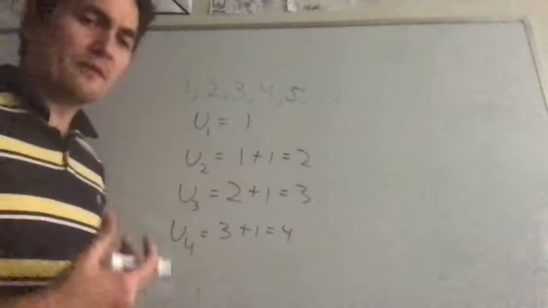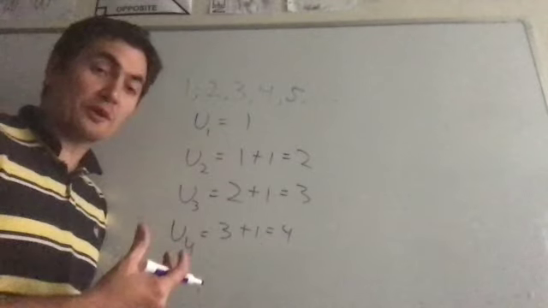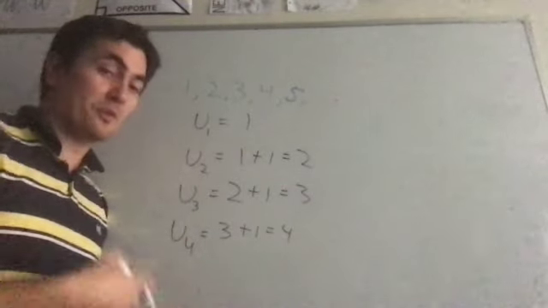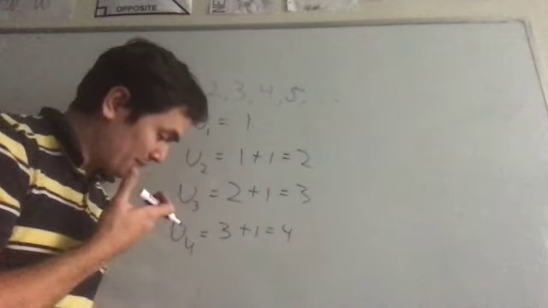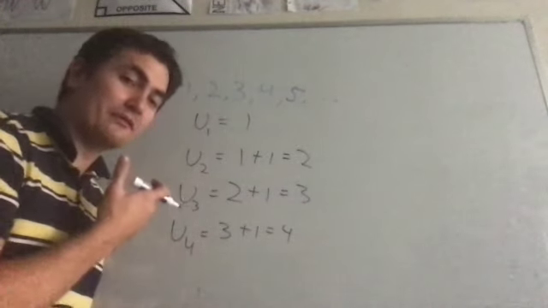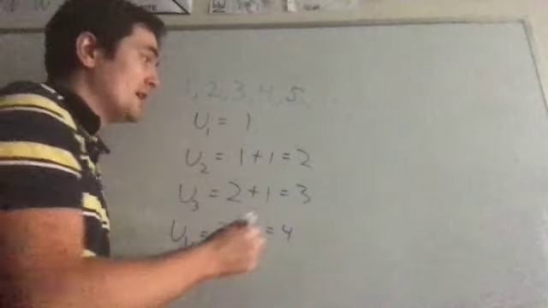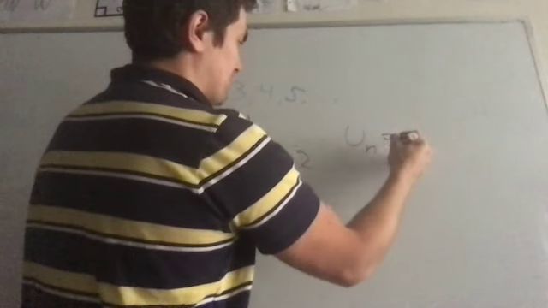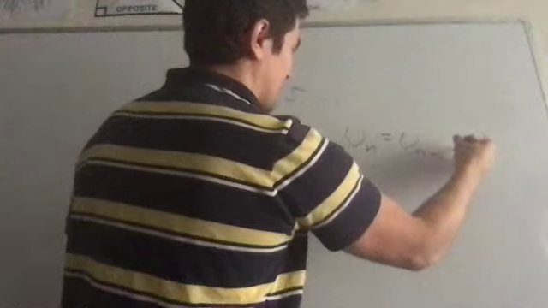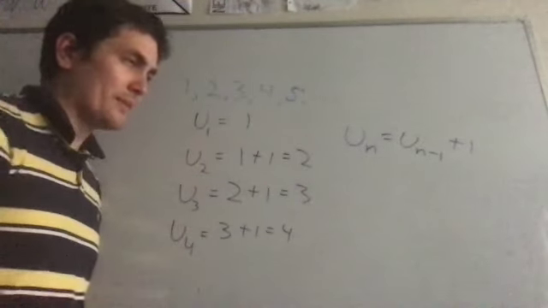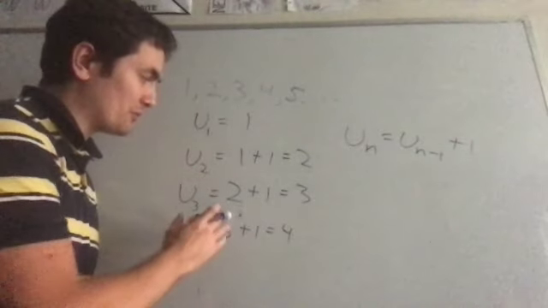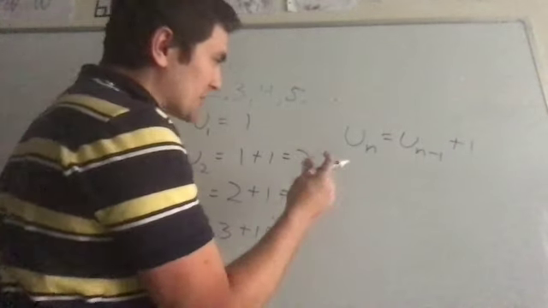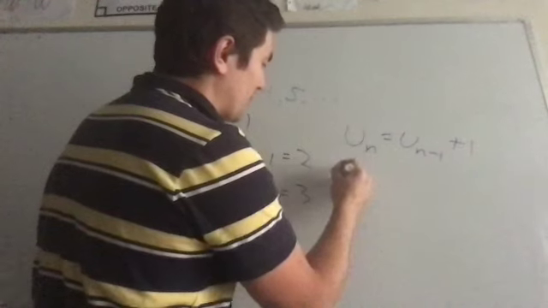And what if I said, hey, I want to find out what is the nth term? You tell me what number you want, the 10th one, the 20th one, the 30th one, whatever. The general form of the arithmetic sequence, the general term, if you will, in this case is just going to be u sub n is just equal to the last term, u sub n minus 1 plus 1. All right? But there's actually a much easier way to represent all this.